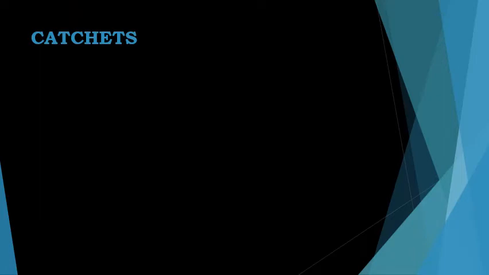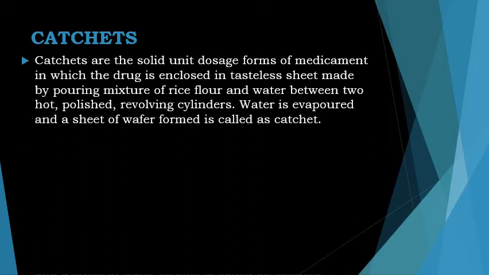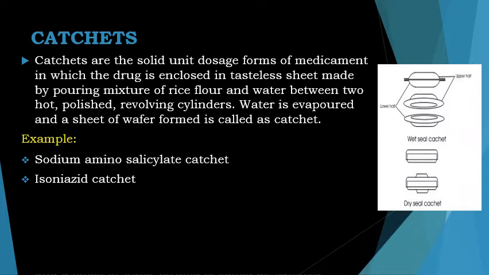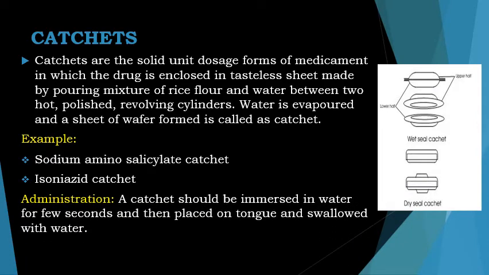Now let's move attention to the next point, which is cachets. Cachets are solid unit dosage forms of medicament in which the drug is enclosed in a tasteless sheet made by pouring a mixture of rice flour and water between two hot polished revolving cylinders. Water is evaporated and the sheet of wafer formed is called a cachet. There are two types of cachets: wet seal cachets and dry seal cachets. Examples are sodium aminosalicylate cachet and isoniazid cachet.